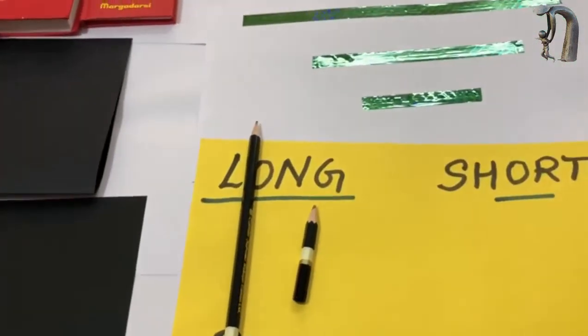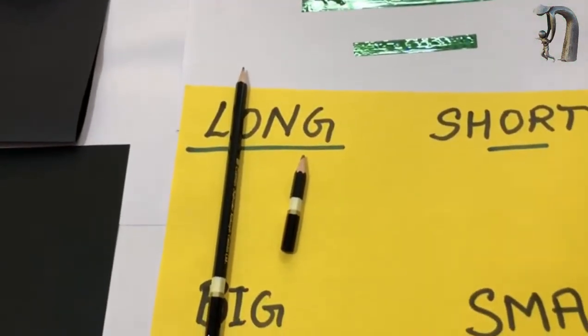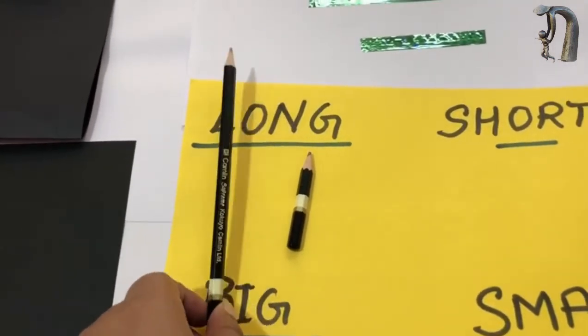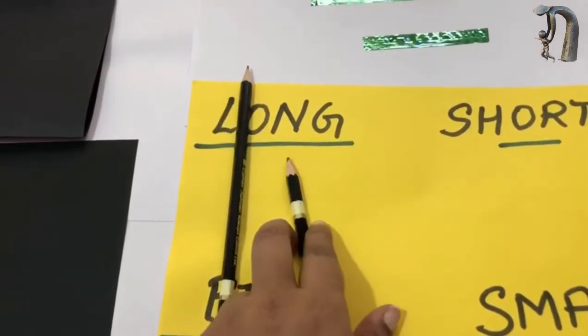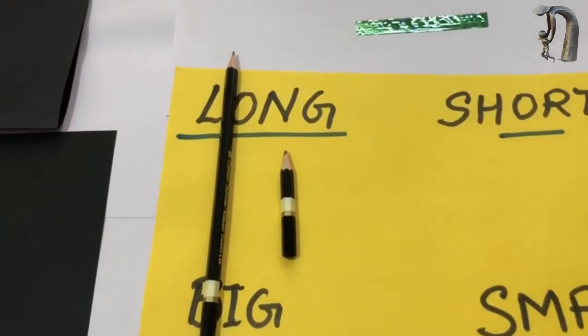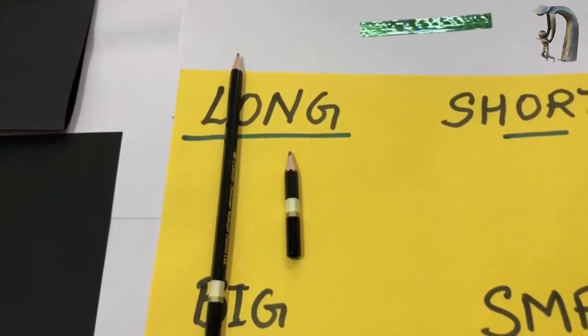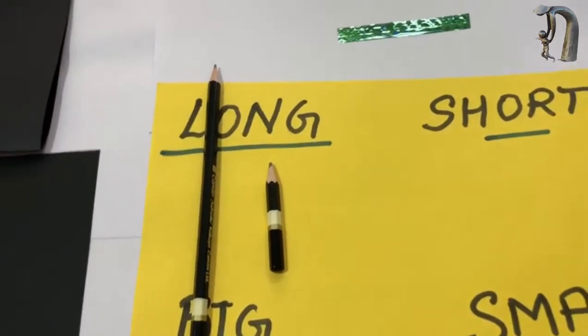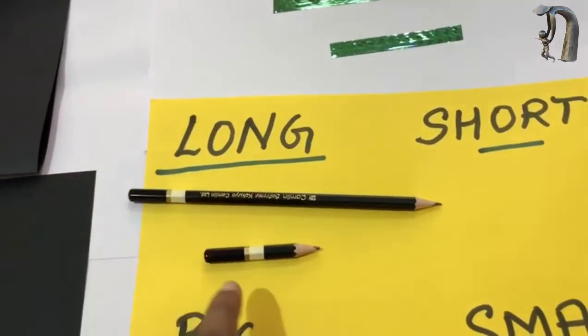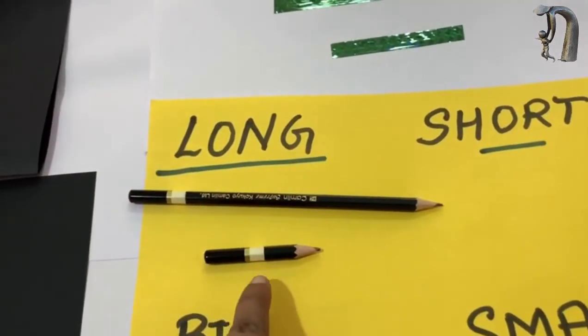Now, ask the child, what do you see in these two items? The child may say, ma'am, this is longer, this is taller than this one, this is shorter. Yes, you always have to agree with the child and then clarify the doubt. So here, when we look lengthwise, yes, this pencil when compared to this one is shorter in length.